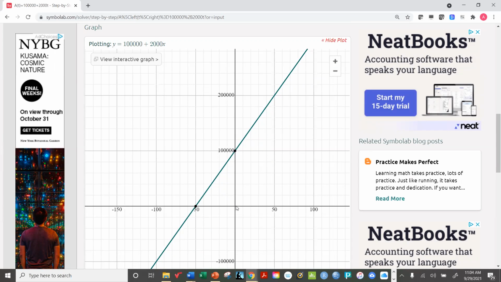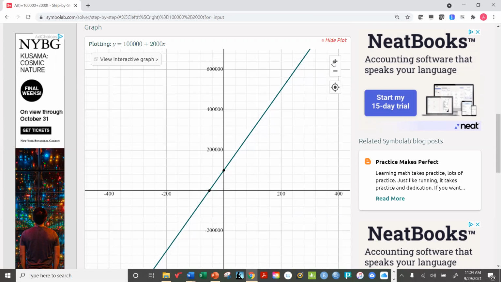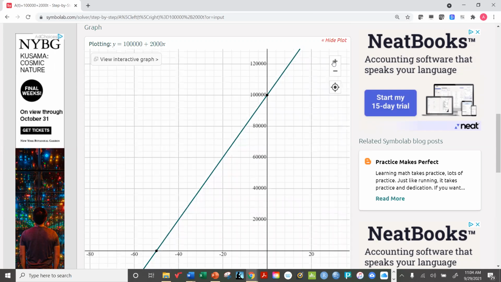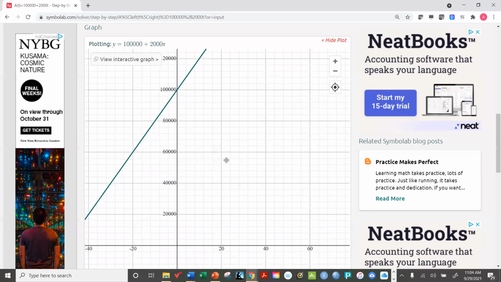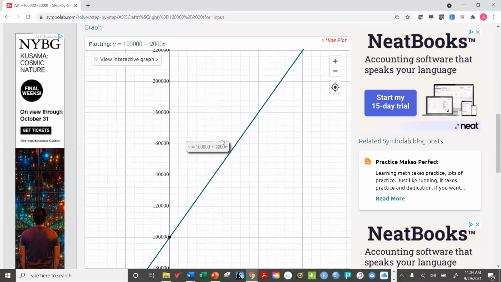So if time can't be negative, which of course it can't, we really only need to look at the first quadrant. That means as far as we're concerned, the function starts here and works its way up. And you can see every year that goes by, we gain $2 more thousand. It's a straight line.